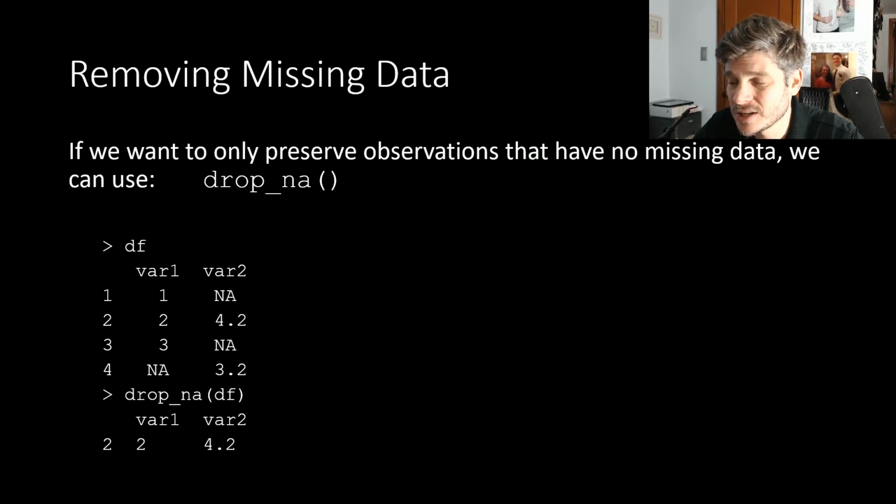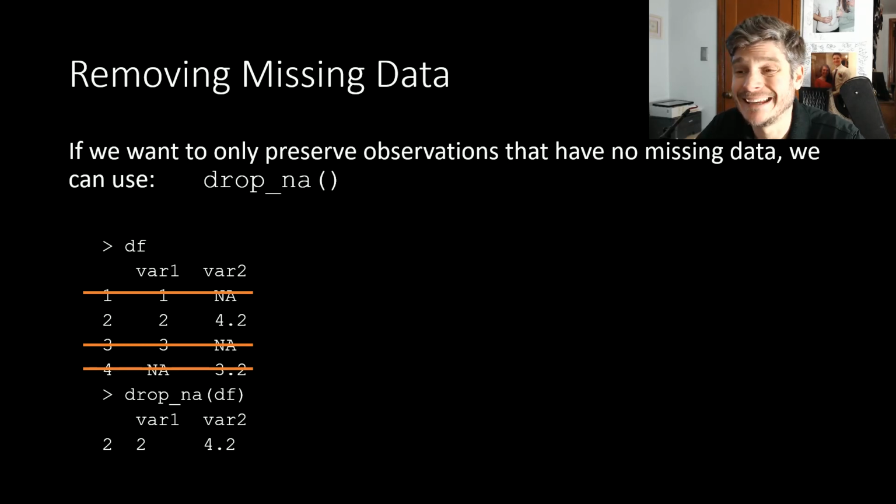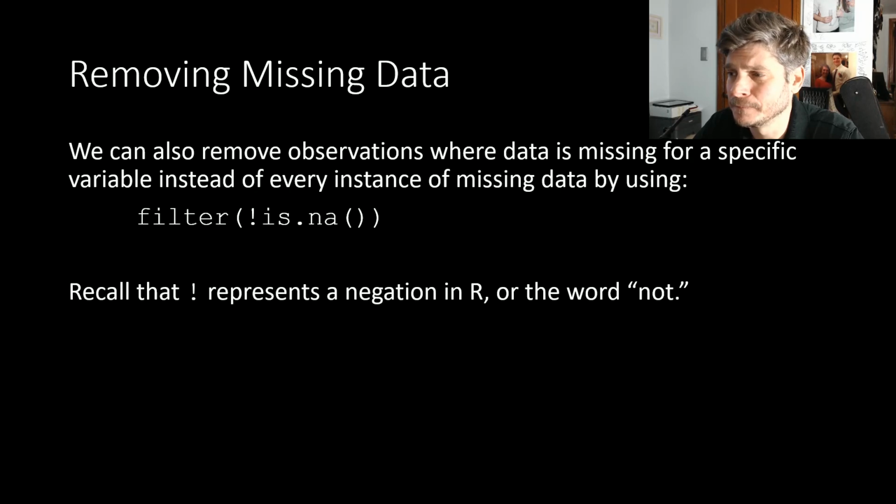So in this case, we end up with just row 2. Row 2 is the only row that gets returned for my drop_NA because it goes through and it says, all right, look at row 1. Uh-oh, there's missing data for variable 2. Get rid of it. Line 2, oh, no missing data, so that's fine. Line 3, oh, missing data for variable 2 again. Get rid of it. And row 4, oh, missing data for variable 1. Get rid of it. So again, it's only going to leave rows that have every piece of data filled in.